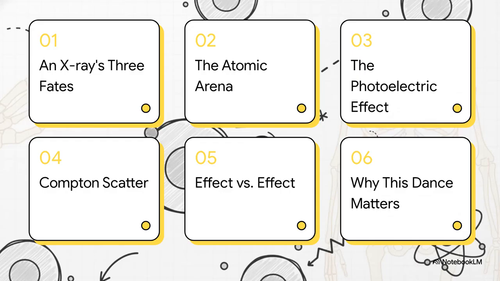So here's the game plan for today. First, we're going to look at the three possible fates that any single X-ray photon can have. Then, we need to set the stage. We'll explore the atomic arena where all this action goes down. After that, we're going to break down the two main events in diagnostic imaging, the photoelectric effect and Compton scatter. We'll put them head-to-head, see how they stack up, and finally, we'll pull it all together to see why this tiny subatomic dance is so incredibly important for every single medical diagnosis that's made with an X-ray.